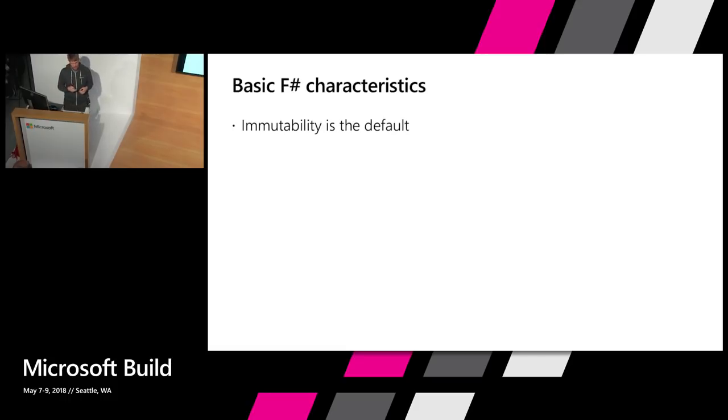Because as it turns out, when you're writing normal code, you don't really need stuff to be changing in place all the time. You just want to say, hey, I want to bind the results of this function to a value, or I want to take this value and pass it to a function. Well, there's no reason for that to be mutable, and so that's why it's immutable by default. Okay. Type inference is used for everything.